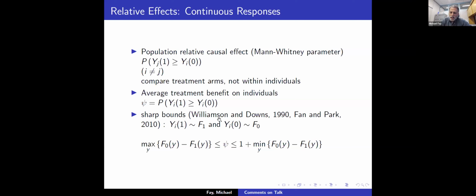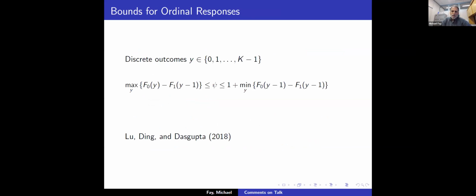And I think Erin mentioned that there were other people who did bounds for continuous data, so I thought I'd give this. If your marginals are continuous, your potential outcomes are continuous, you have this nice bound. This basically says you take the maximum difference in the cumulative distribution functions, and that's your lower bound, and then the upper bound is some function of that also. So it's a really nice bound. And then when you have discrete outcomes, you can write it like that also.